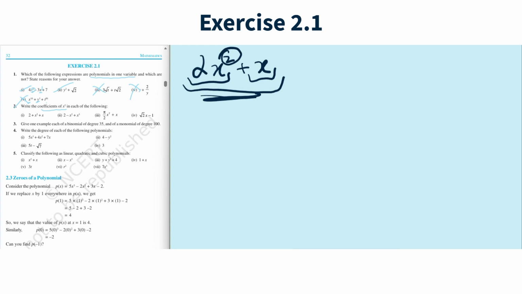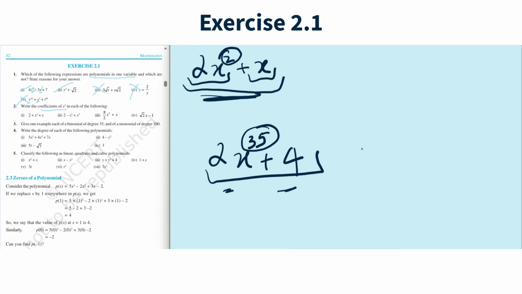So how can I write an example for a binomial of degree 35? I can just write any binomial. Let's say I'll write 2x plus 4. But I need the highest degree to be 35, so I'm just going to put a 35 here. So I have a binomial, it has two terms, and the highest degree over here is 35. I can also write another expression like 3x to the power of 35 plus 4x. That is a binomial.